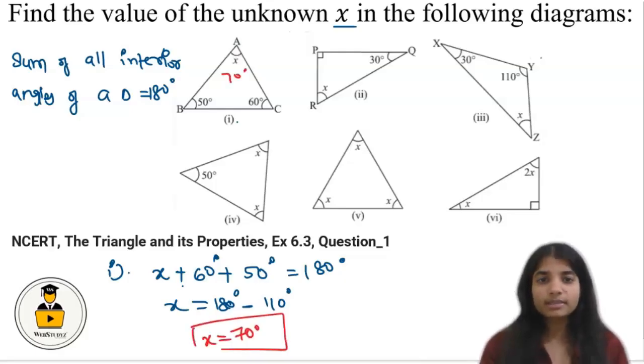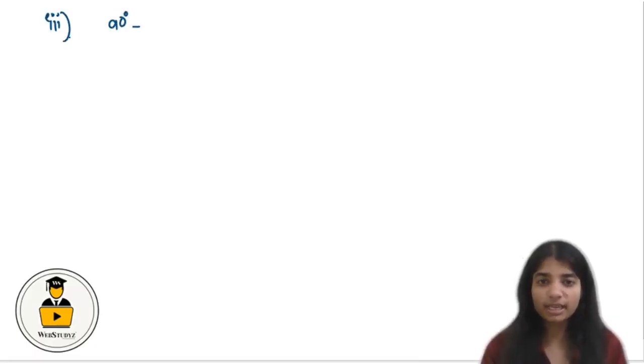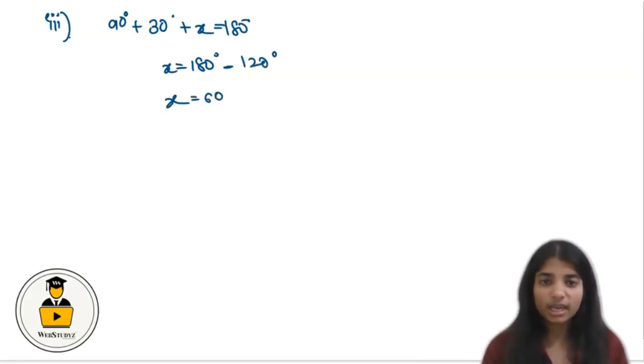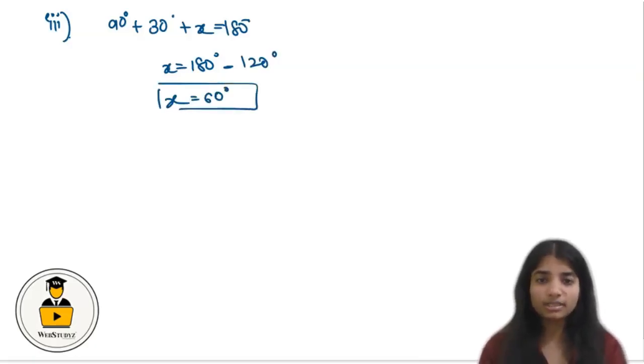Answer to part 1 of this question. Now the next part. Angle Q is given, angle P is given as 90, and angle R is x. We have to find out the value of x. Here again we are considering that the sum of all the interior angles of a triangle is equal to 180 degrees. So 90 plus 30 plus x is equal to 180. So x is equal to 180 minus 120, since 90 plus 30 is 120. Solving this, we get the value of x equal to 60 degrees. So this is the answer to part 2 of this question.